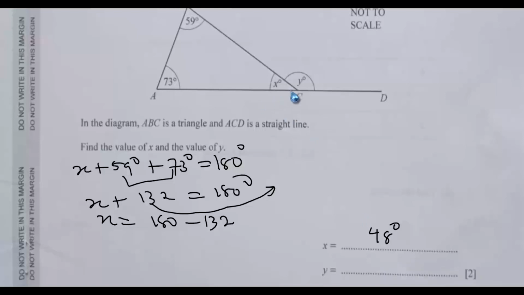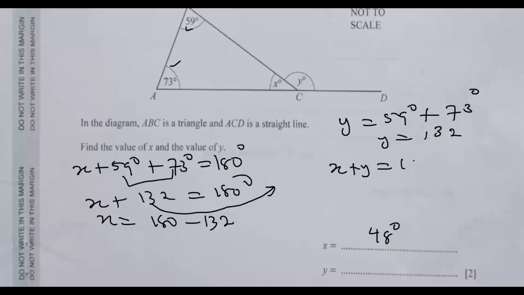Okay, so the second part is Y. There is a theorem that these two interior angles must add up to Y, that is 59 and 73. So you can equally have that Y equals 59 degrees add 73 degrees. So this will give you 132 degrees.